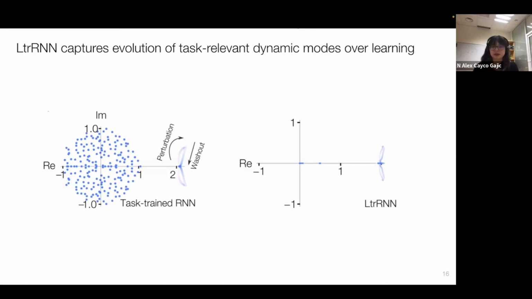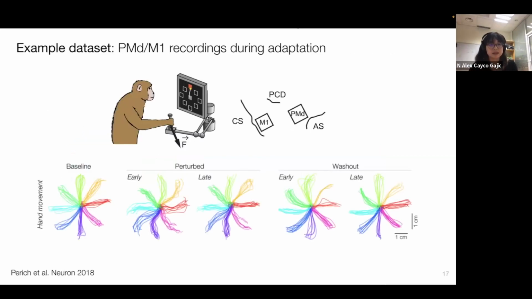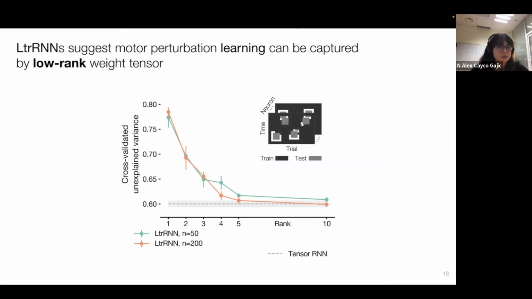So we thought this was really cool. Okay, so now we're going to apply it to data, and the data that I was describing, which is PMD and M1 recordings from Matt Parrish in these monkeys during this motor task. First, we just show that we're able to capture a lot of the data with low tensor rank RNNs.